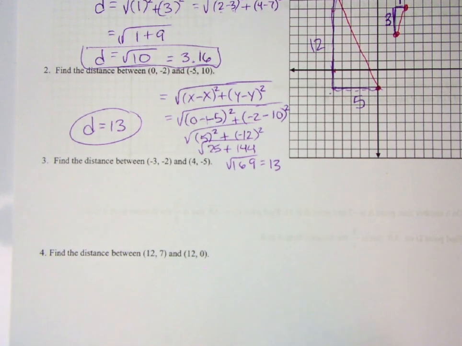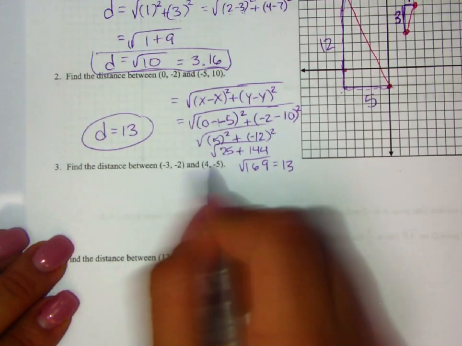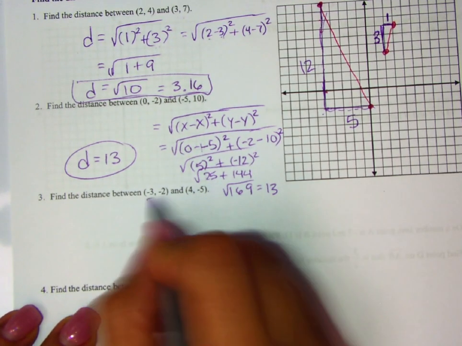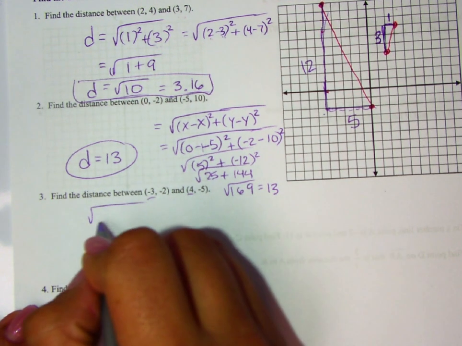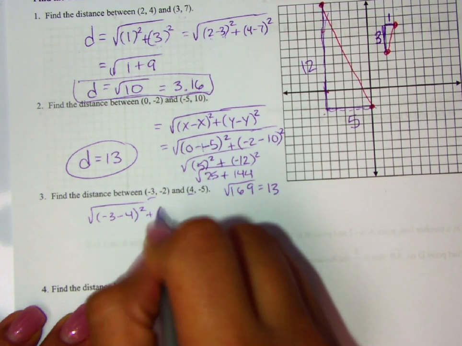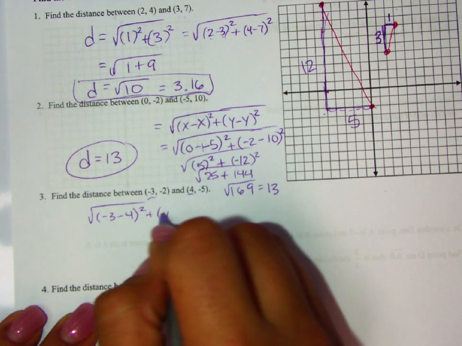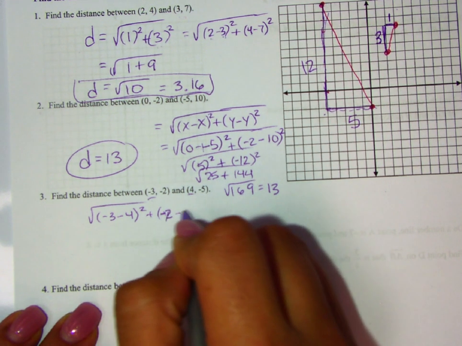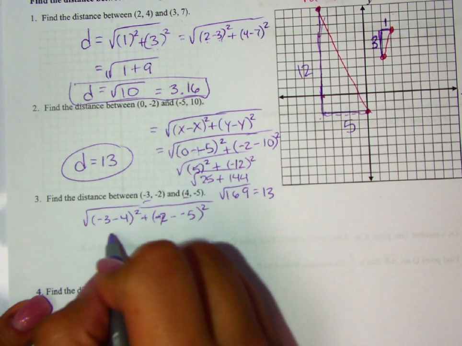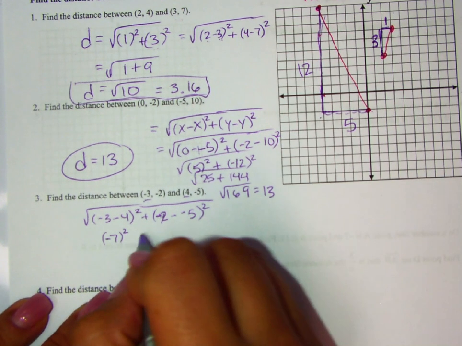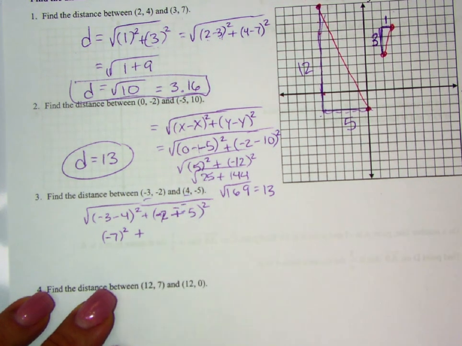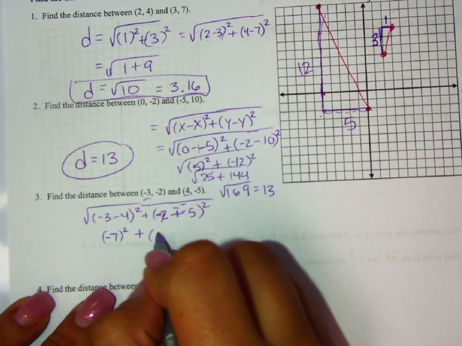All right, let's do the next two problems. Again, if we want to make this a shorter, faster step, we just want to visualize the spaces between x's. So square root of the x's, negative 3 minus 4 squared, plus the y's subtracted, so negative 2 minus negative 5 squared. And negative 3 minus 4, that's negative 7 squared. Negative 2 minus negative, that creates an addition right there when you have a minus negative. And that results in 3 squared.